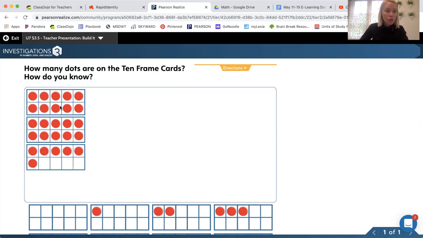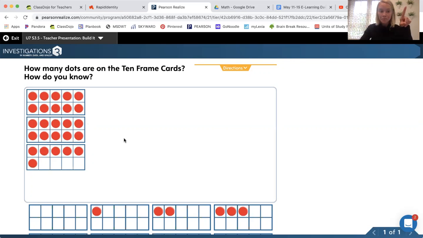I saw one group of 10 here, and then I saw another group of 10 here. So I counted those 10, 20. And then I saw these dots down here. It's not a full 10 frame, so I know I have to count those by ones. 1, 2, 3, 4, 5, 6. So I see 20 and then 6 more.